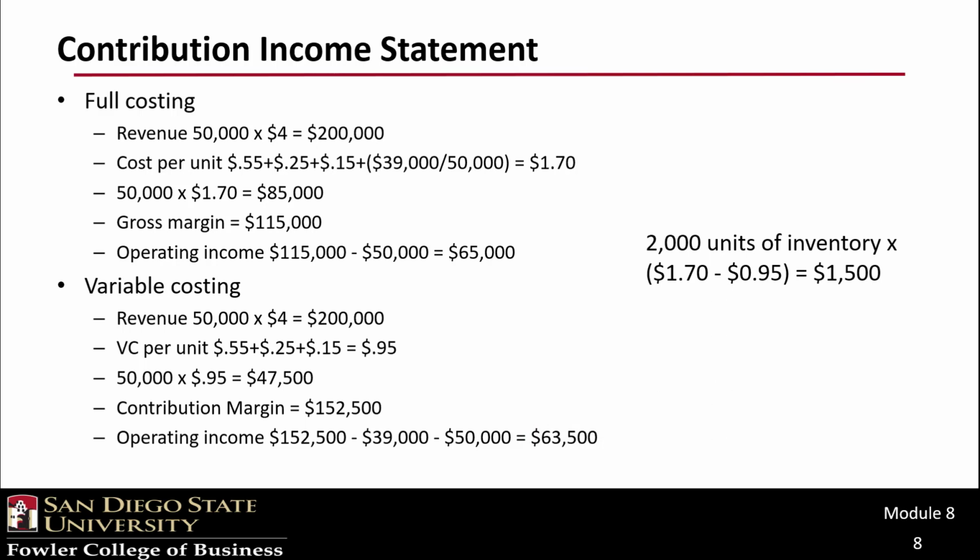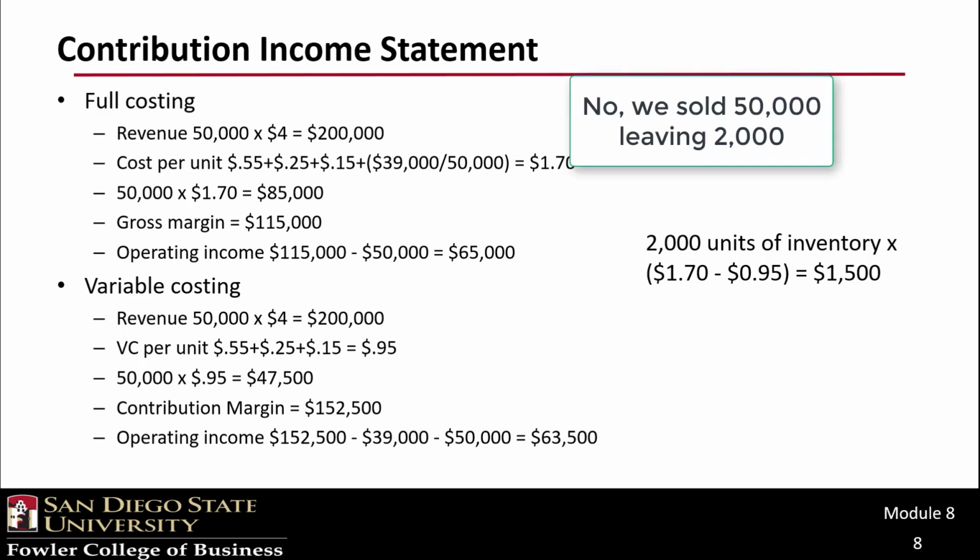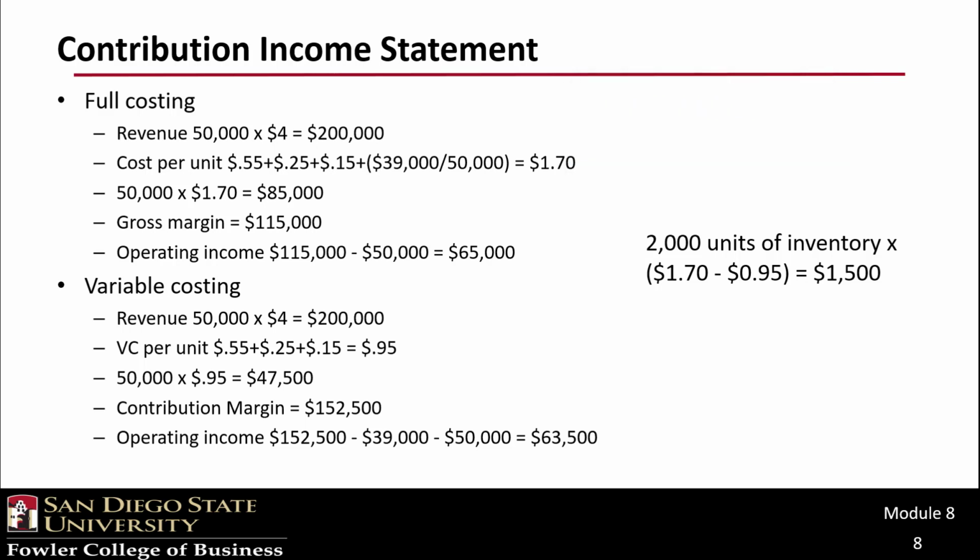So recall, we produced 52,000. We only sold 50,000. But the difference is we're going to bury that fixed cost inside the inventory under full costing. So under full costing, the amount that's still in inventory is the $1.70, which was the total cost, minus 95 cents, which was only variable cost, times the 2,000 units, that's $1,500. That explains the difference between operating income under full costing and operating income under variable costing.